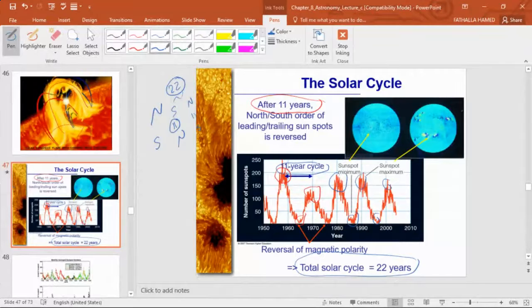It's moving. Unlike the permanent magnets that we have here. That's why we call them permanent magnets. This one, no, it's moving.